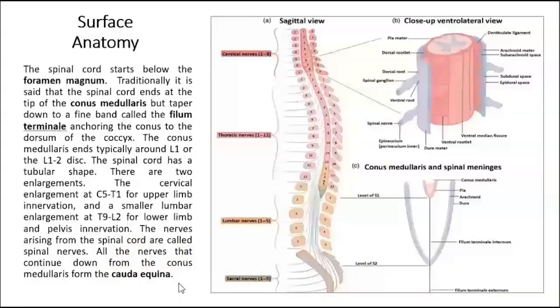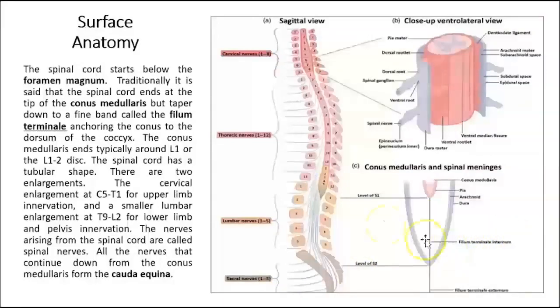So how do we anchor this spinal cord so it doesn't move? Because if it moves, it will create a lot of pain and it may damage the spinal cord. So it hangs from the bottom of the brain through the spinal cord, and down here it has some sort of ligament called the terminal filum.